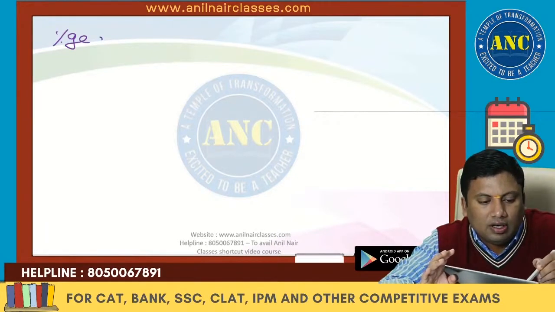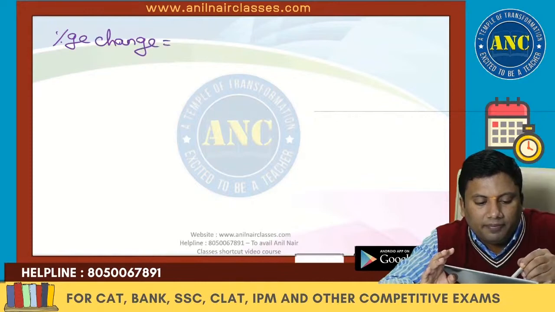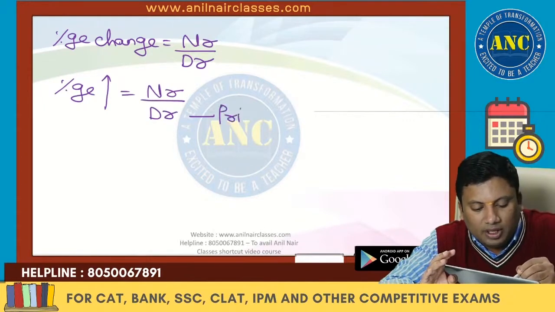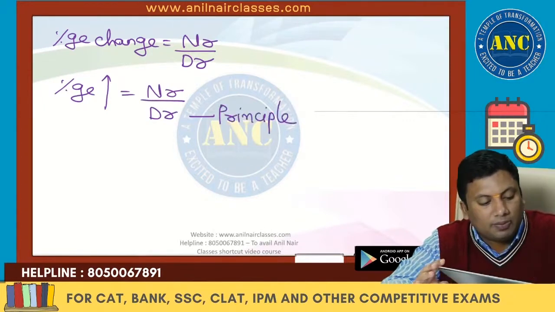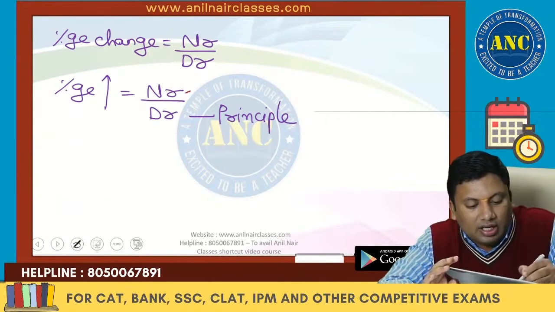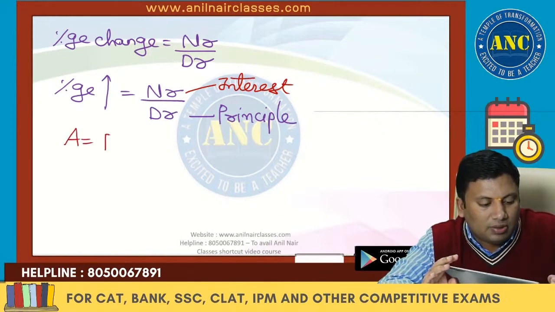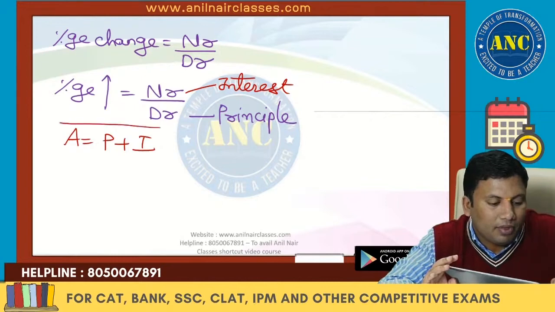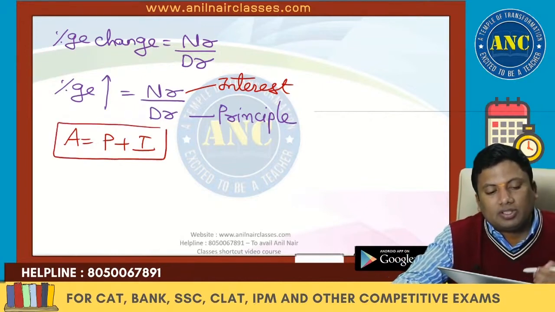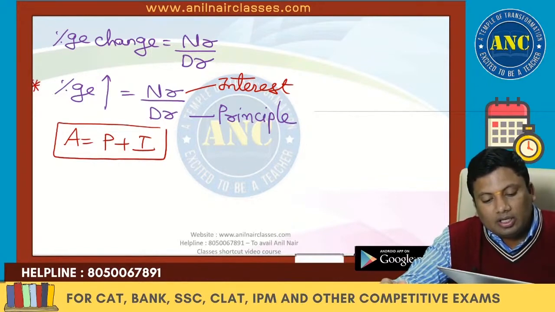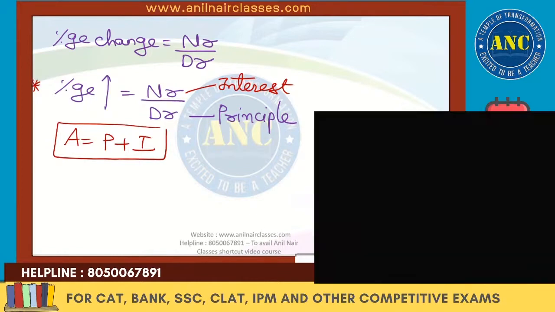Percentage change is given by numerator by denominator. If it is percentage increase, the denominator is nothing but principal. Numerator is nothing but interest. Amount is nothing but principal plus interest. Percentage increase is interest by principal. Amount is principal plus interest.